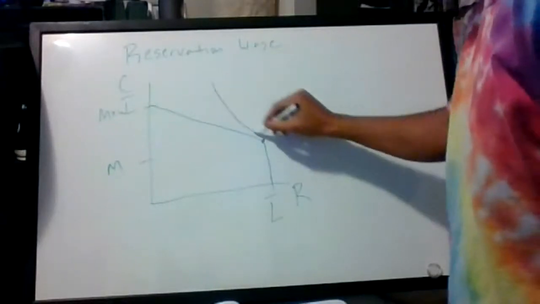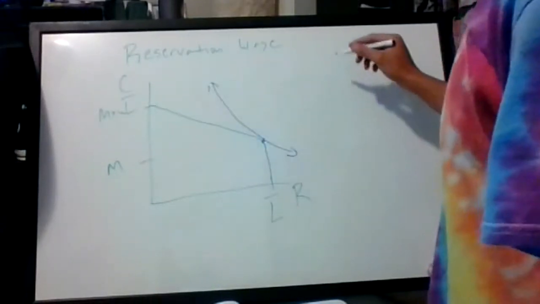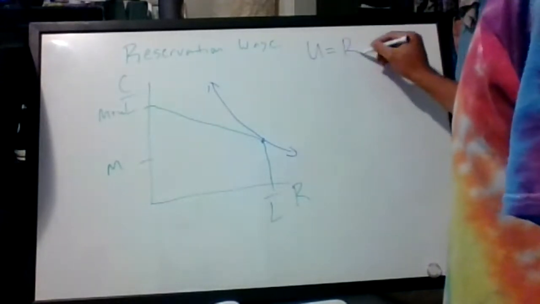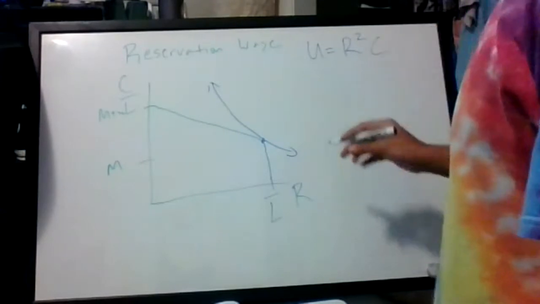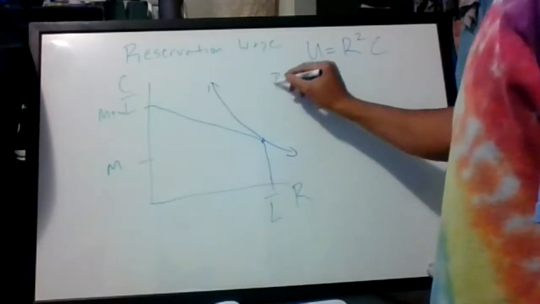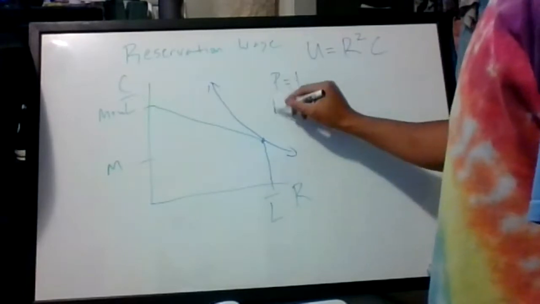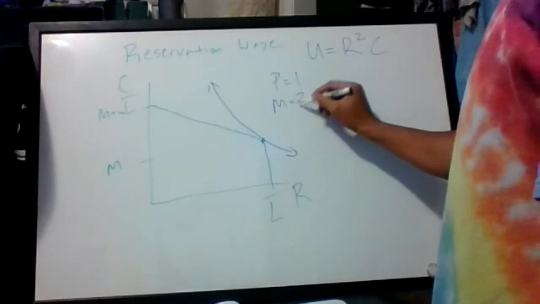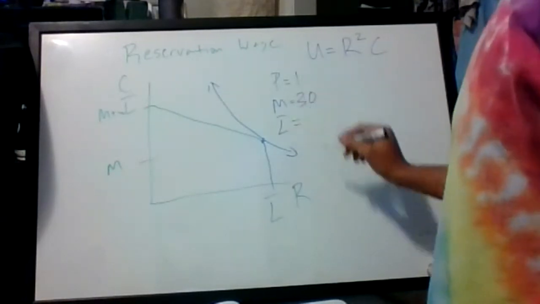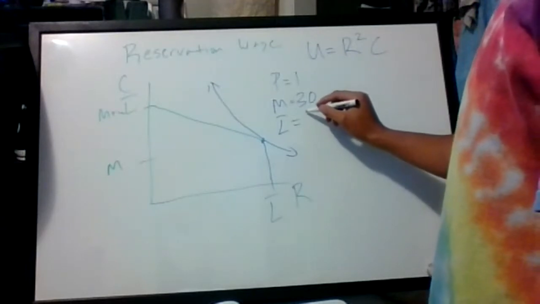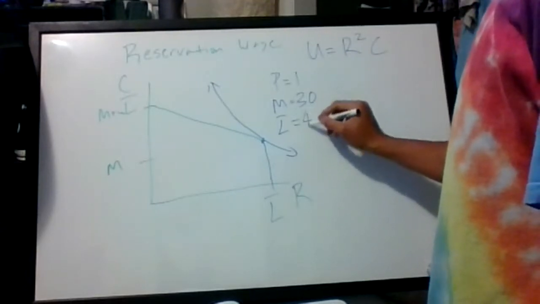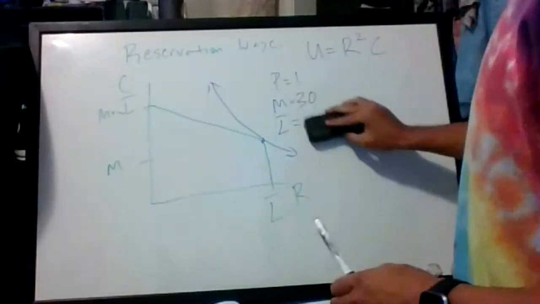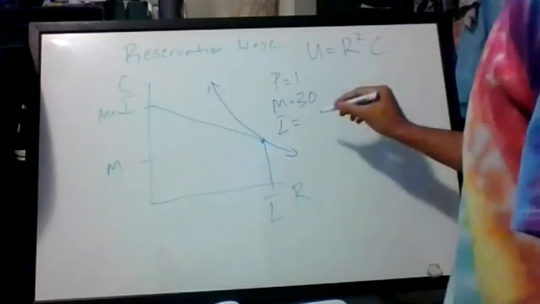So let's say that we have utility is equal to R squared C, and that P is equal to 1, and M is equal to 30, and that L bar is equal to, let's say, 400. Or actually, no, that's way too high. That's not realistic. L bar is equal to 800. It's one single hundred, right?